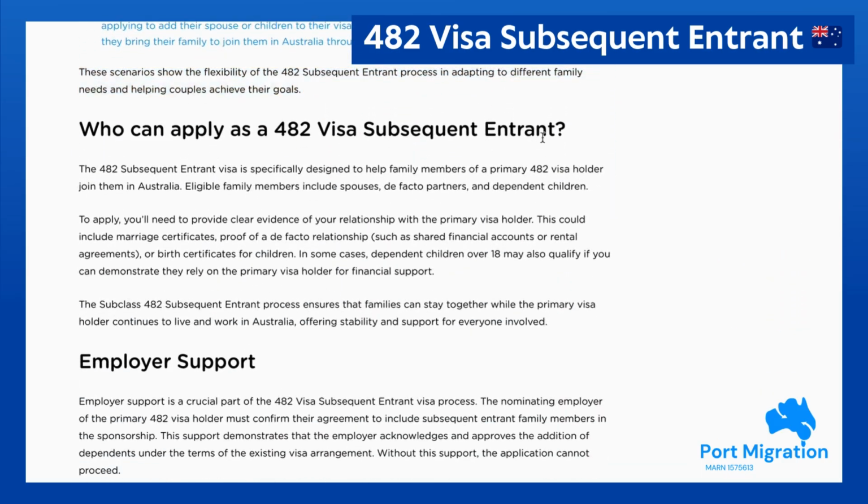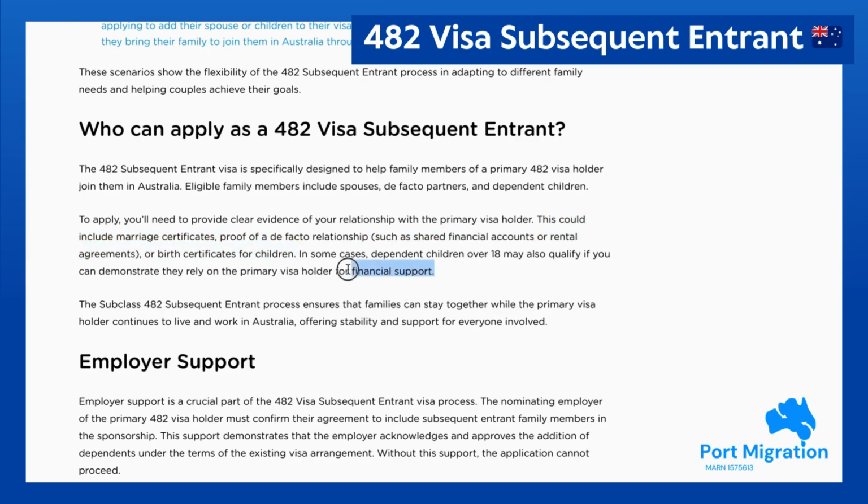Who can apply as a Subclass 482 visa subsequent entrant? The 482 subsequent entrant visa is specifically designed to help family members of a primary 482 visa holder to join them in Australia. So eligible family members can include spouses, de facto partners, and dependent children. To apply, you need clear evidence of your relationship with the primary visa holder. This can include things like marriage certificates, proof of de facto relationship, or birth certificates for children.